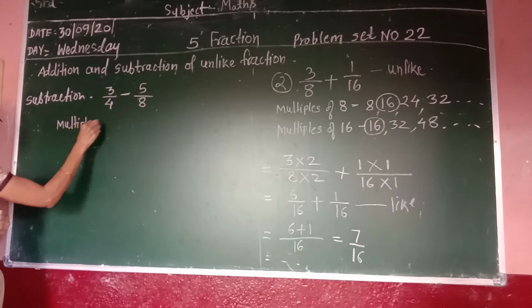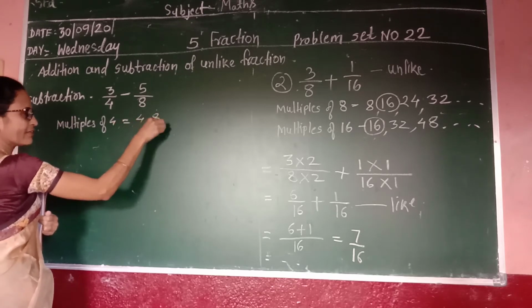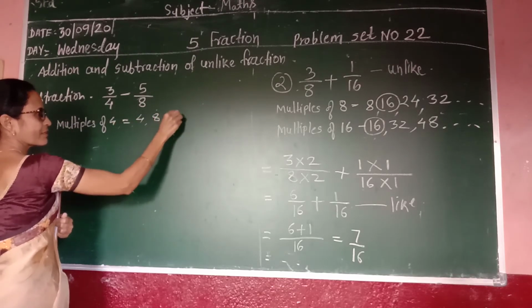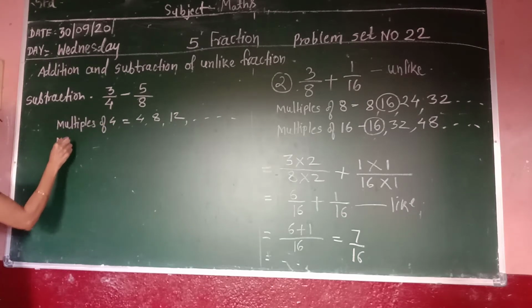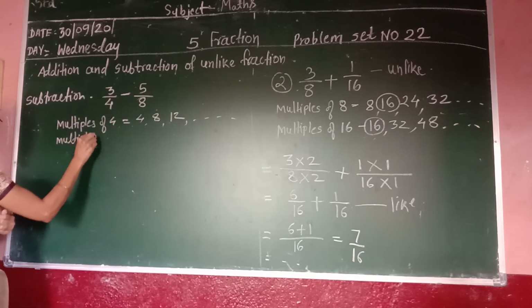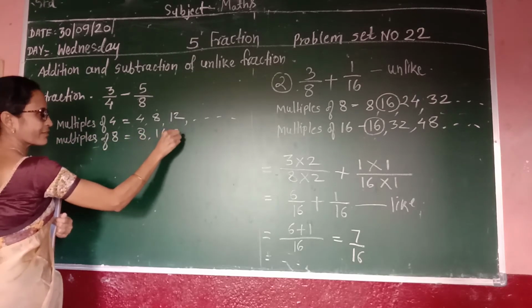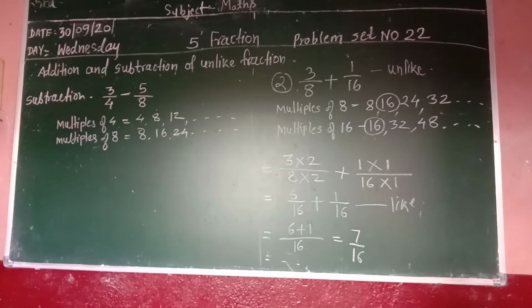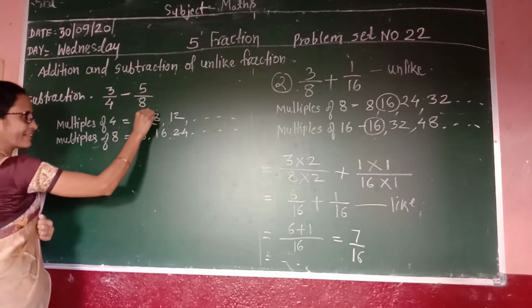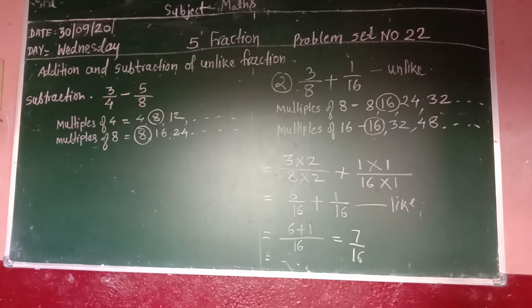Multiples of 4, the table of 4. 4 1s are 4, 4 2s are 8, 4 3s are, like this. Then multiples of 8. 8 1s are 8, like this. We got a common denominator here, a common multiple. Here is 8. Here is also 8. 8 is common in both the tables. So write down once again.